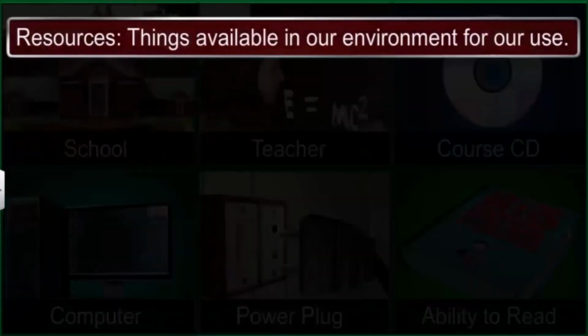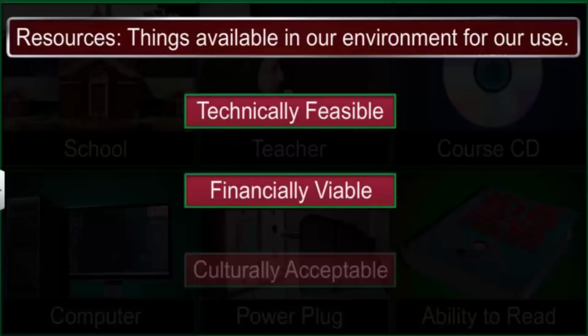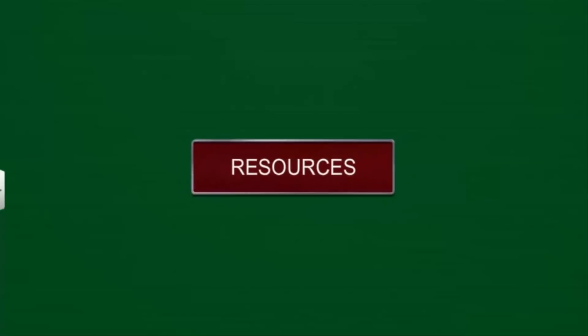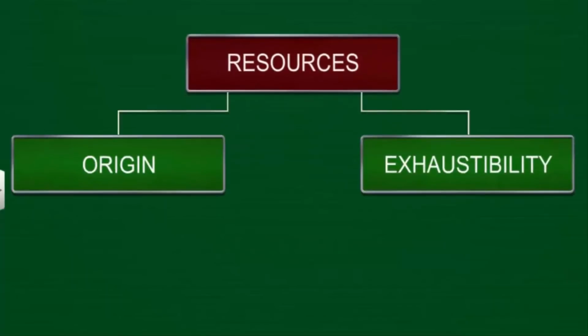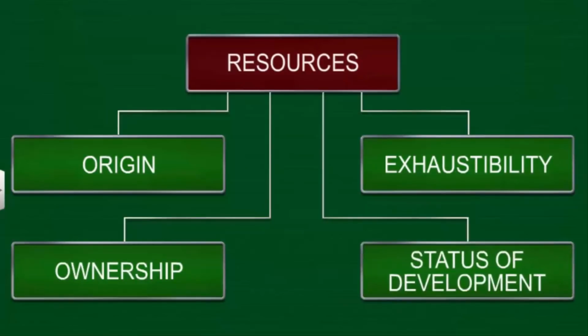The things available in our environment that can be used to satisfy our needs are called resources, provided they are technically feasible, financially viable, and culturally acceptable. Resources can be classified based on their origin, exhaustibility, ownership, and status of development.